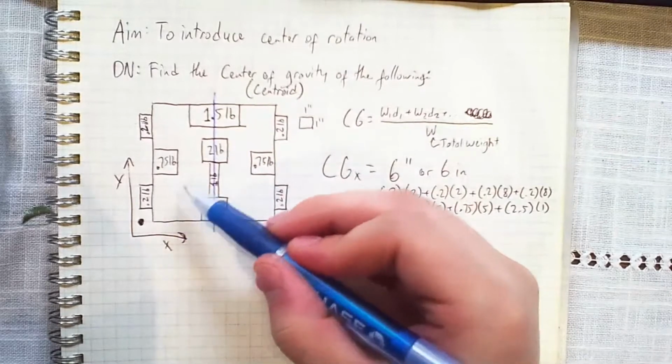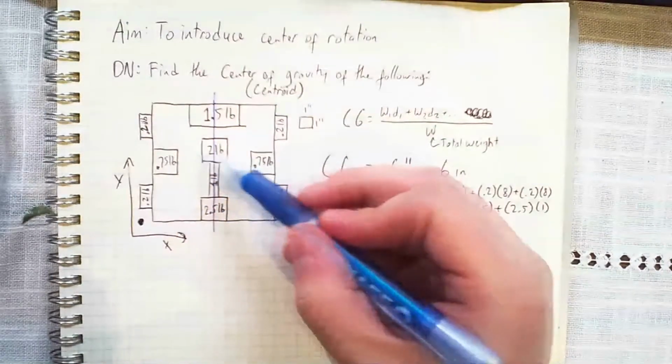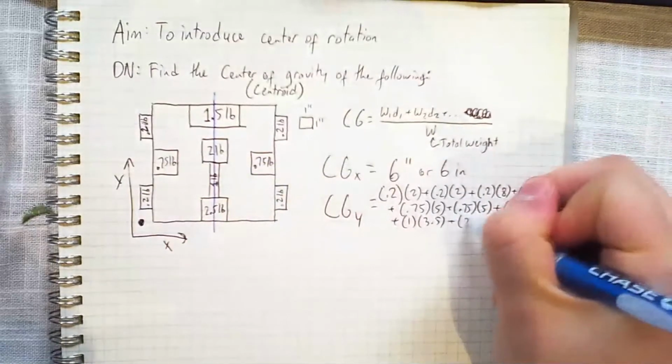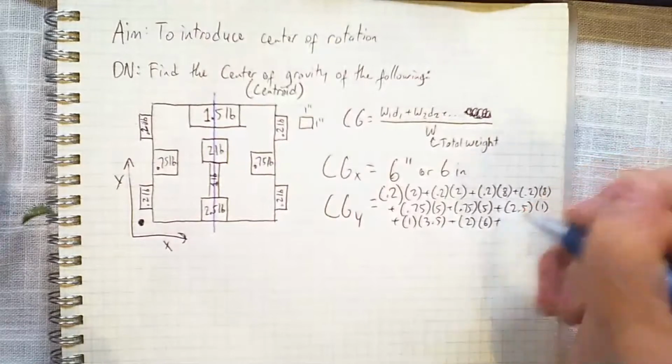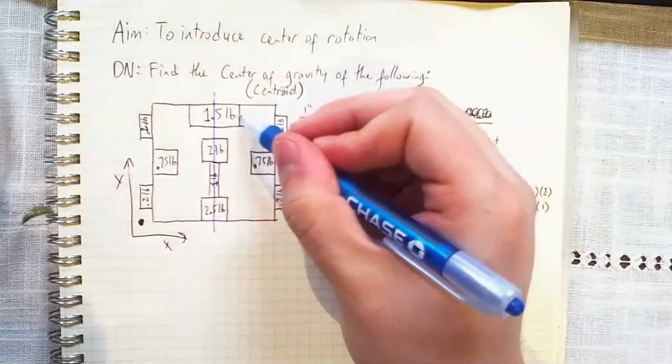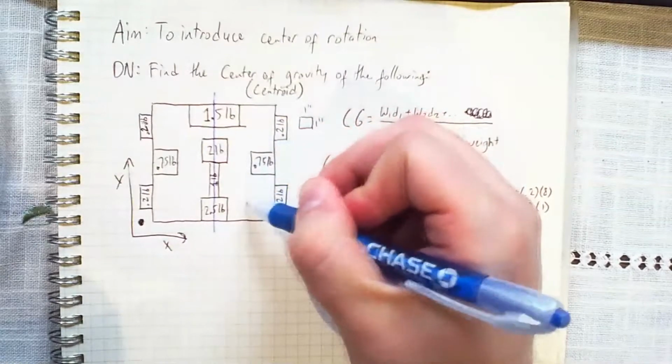Then we have these 2 pounds. It's 1, 2, 3, 4, 5, 6 inches up. And then the 1.5 is right here. So it's 1, 2, 3, 4, 5, 6, 7, 8, 9 inches up.